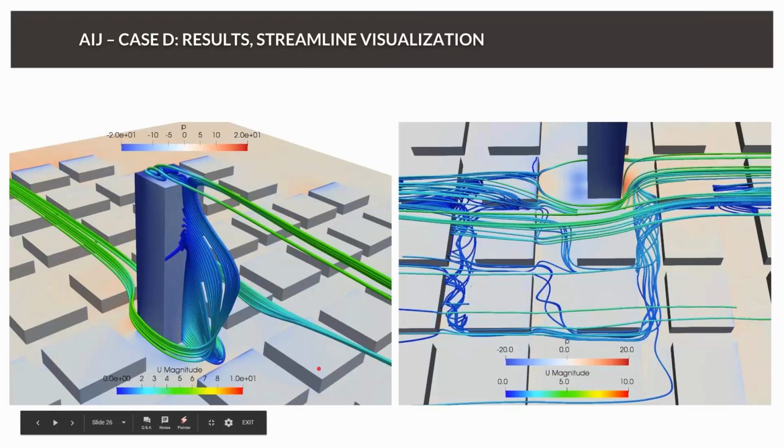Now let's take a look at some streamline visualization. The streamline filter is used to visualize some flow patterns, and here you can see how the flow is going around the building, and also how this vortex is formed because of the pressure difference at the side of the building and the back wall. And the image on the right side is the same thing from a slightly different perspective.